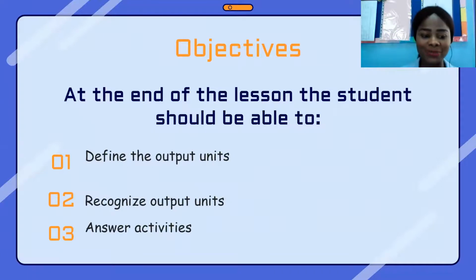Now, our lesson objectives. What is our lesson objective? At the end of this lesson, students should be able to, number one, define the output unit. Number two, recognize the output unit. And number three, answer activities.